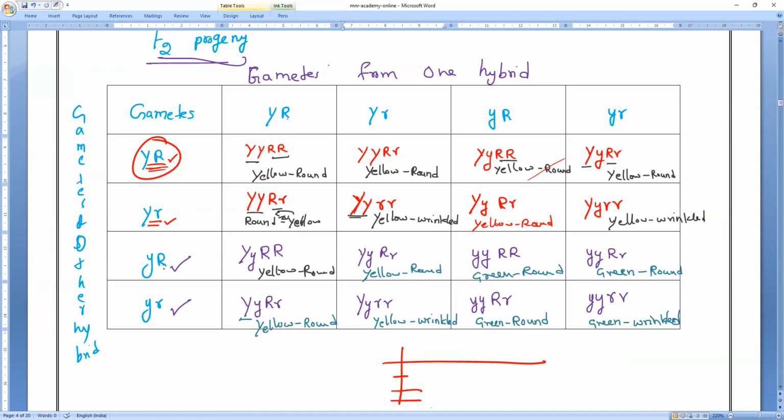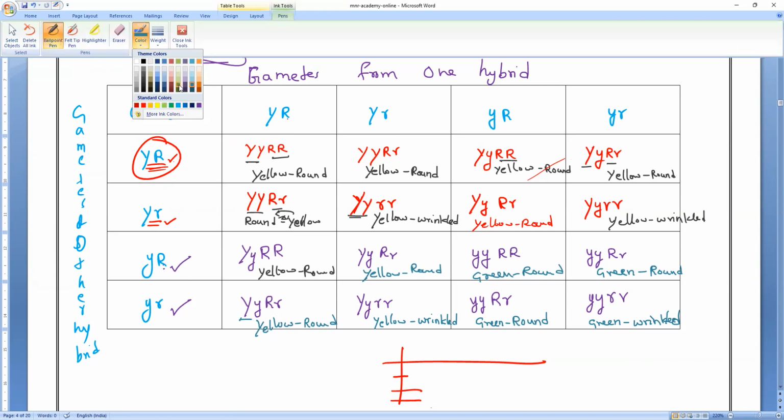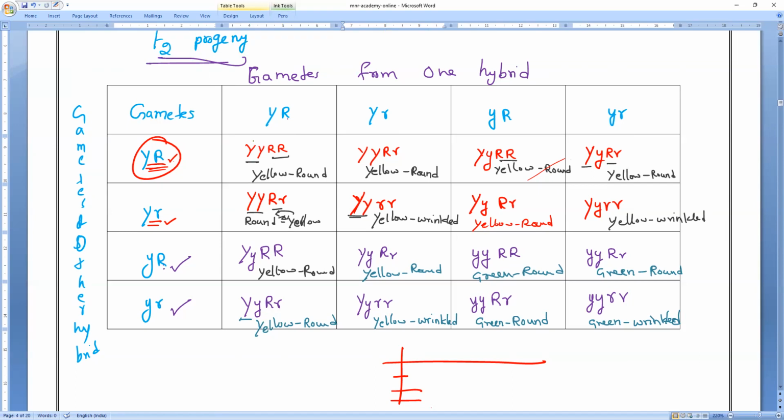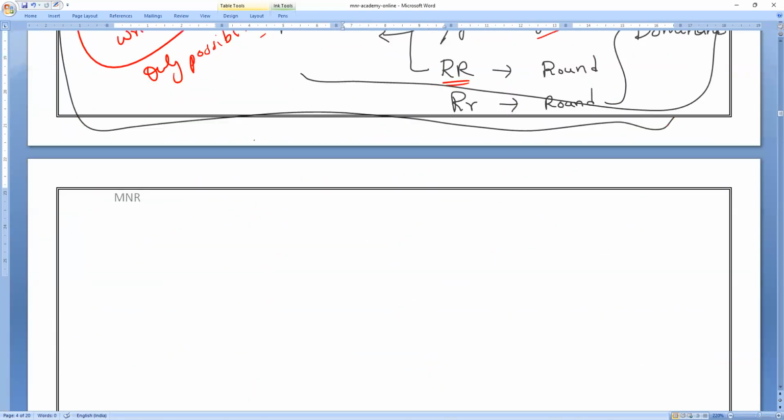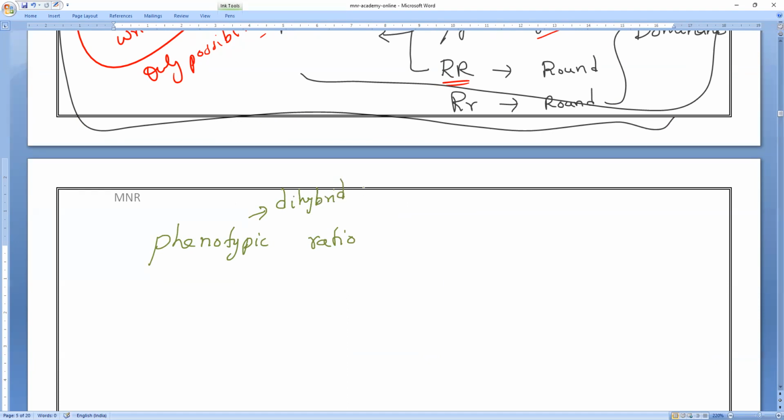Okay, now let us go with another color and we'll count it. Actually, here I'm teaching the simplest ratio. Later we'll continue from here in tomorrow's class. So now we are going to write the phenotypic ratio. I am writing the common phenotypic dihybrid ratio. So what does this ratio mean?